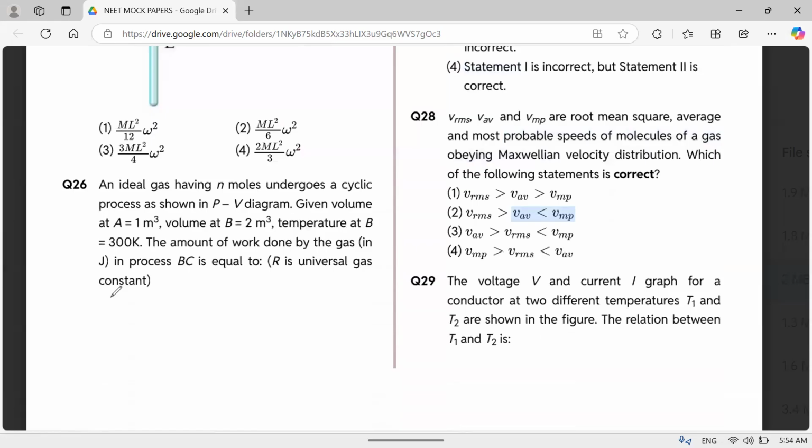Chalo. V RMS, V average, V most probable are the root mean square, average and most probable speeds of the molecules of a gas obeying the Maxwellian velocity distribution curve. Which of the following statements is correct? Tell me first if you know it fastly. First option. RMS velocity is greater than average, average is greater than most probable. So V RMS is greater than V average is greater than V most probable. Sure. Next one.